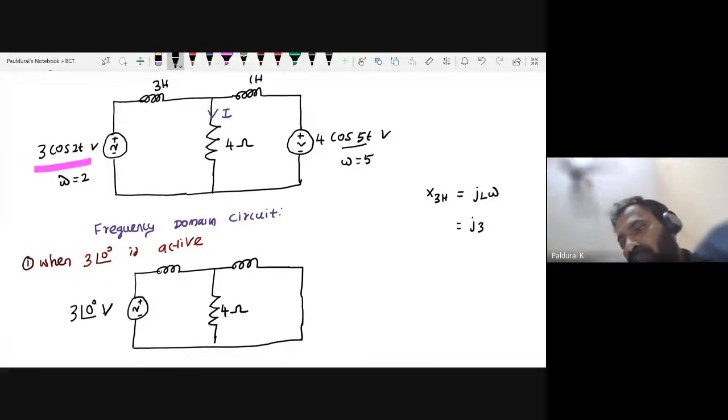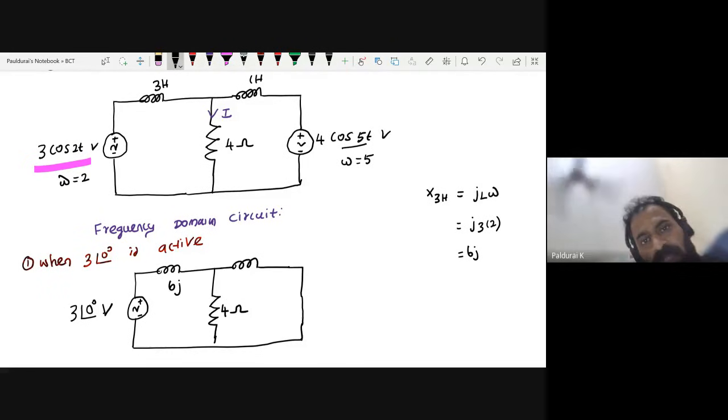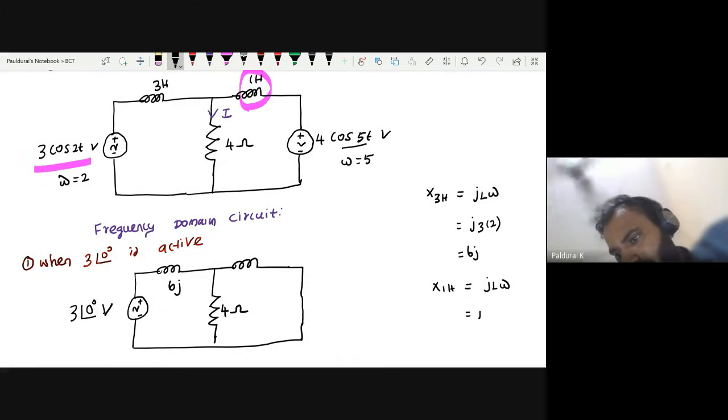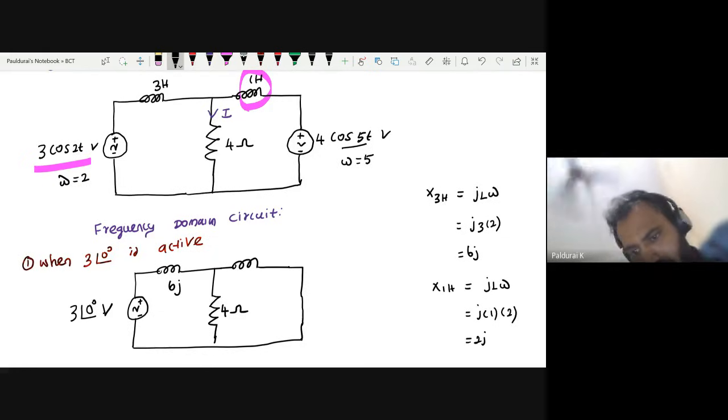Omega equal to 2. Sir, so it becomes 6J. So be careful. So 6J. What about this guy, 1 Henry? What is the reactance offered by 1 Henry? 2J, sir. J omega L, where L is 1, omega is 2. So very good, 2J. So it is 2J ohm, right? 6J ohm.